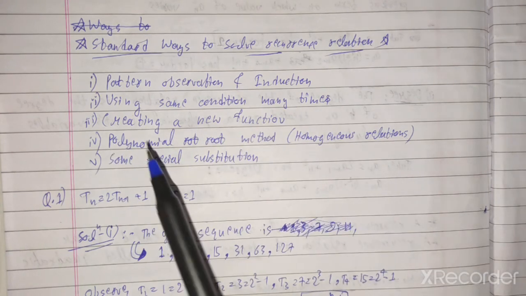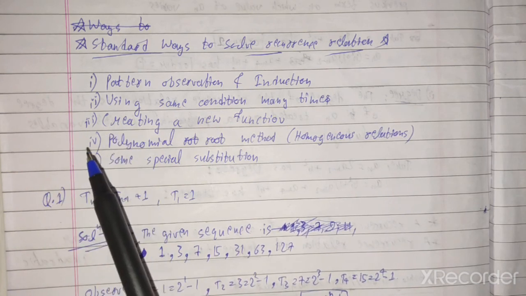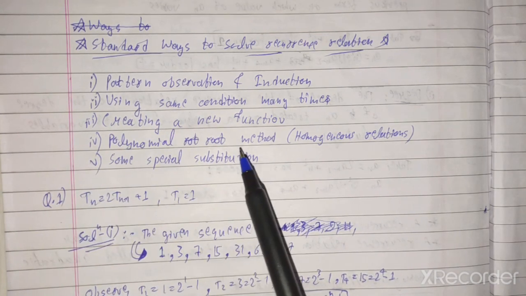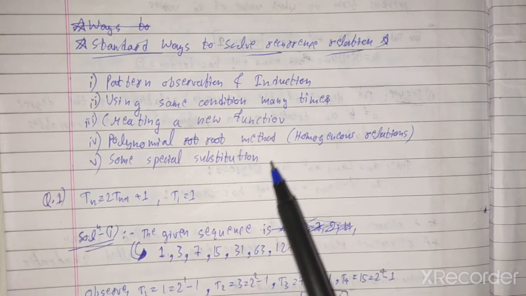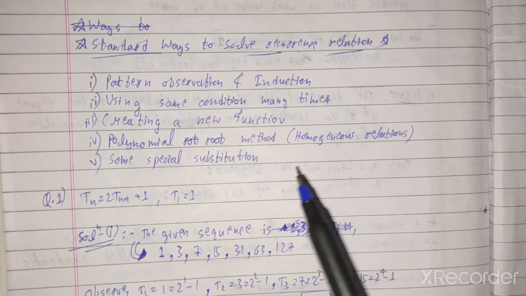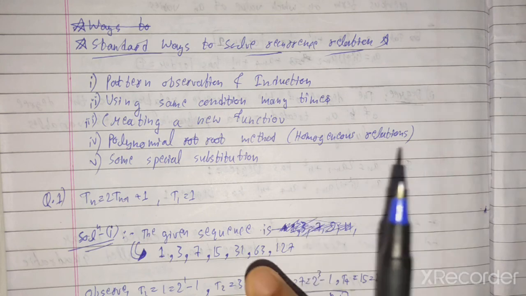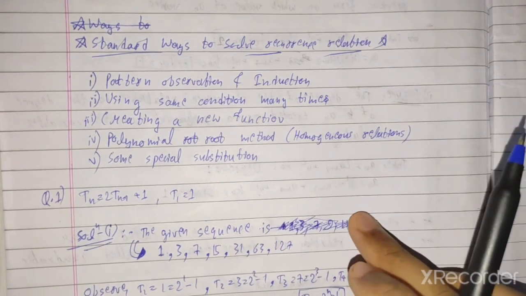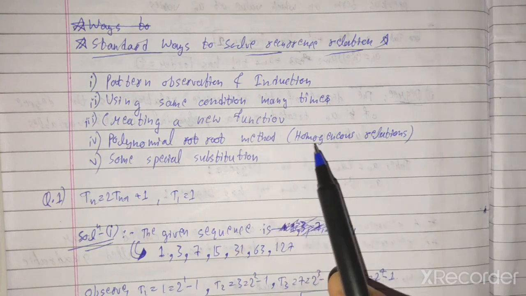Next we have creating a new function. This is also a very new technique. We will see it using a problem. Next we have the polynomial root method. This is specifically for homogeneous relations. What is a homogeneous relation? A recurrence relation not having any term depending on only n. For further detail you can check lecture 1.